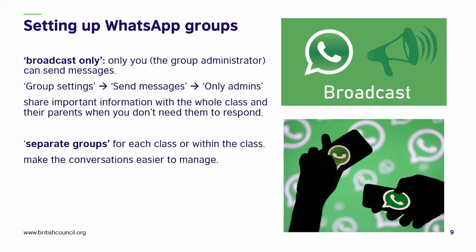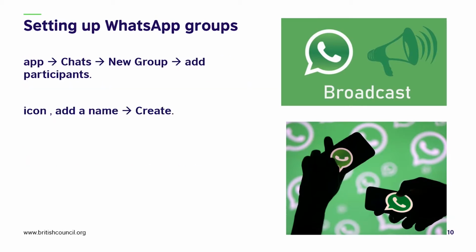Or the other option is to have separate groups, perhaps for separate classes or separate levels. You manage that the way you like, and this makes the conversations easier to manage. How to set up groups? You open the WhatsApp application, go to chats, click on new group, and start adding participants. And remember, you need to change the icon of the group. You need to have a picture for the group and add a name. Then you click create.